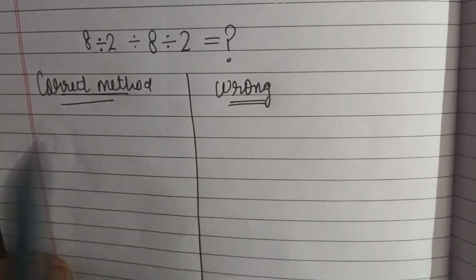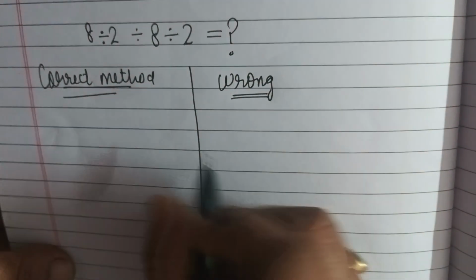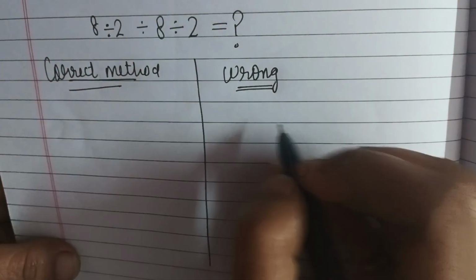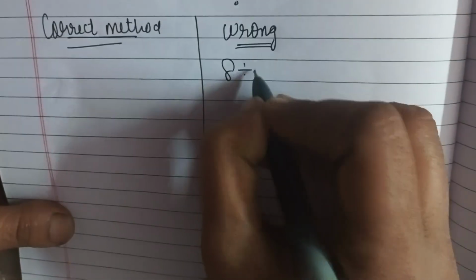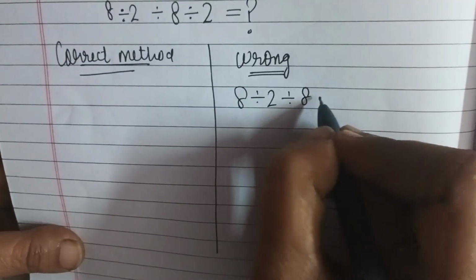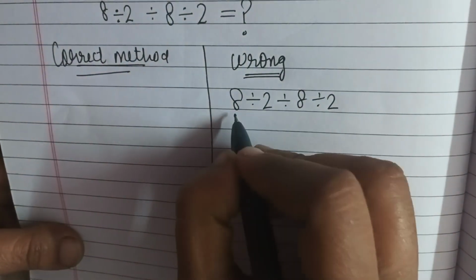Hi guys, today we'll discuss this question. Many people will do it in the wrong way. Let's see how they do it wrong. 8 divided by 2 divided by 8 divided by 2. So some people do this.